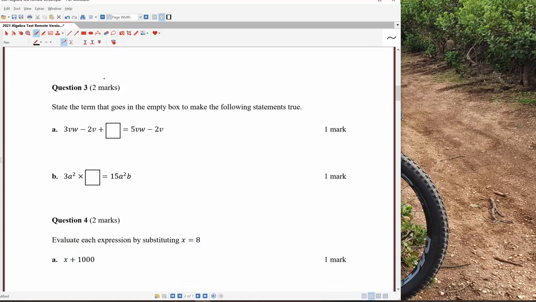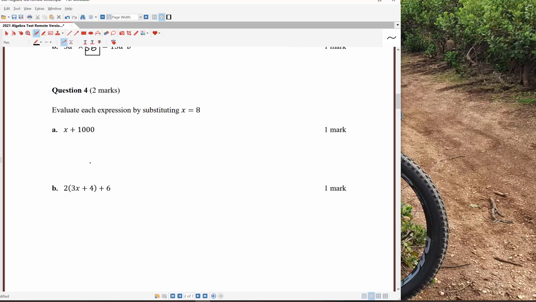Okay, question 3 looked at filling in the box with the missing term to make the statement true. So this is the same as this. For them to be the same, I can see that something was added on to 3VW to make it 5VW. It must have been 2VW. This one here, 3a squared was multiplied by something to give us 15a squared b. So I can see here that the 3 was multiplied by 5, and this term here was multiplied by b to get it to look like 5a squared b.